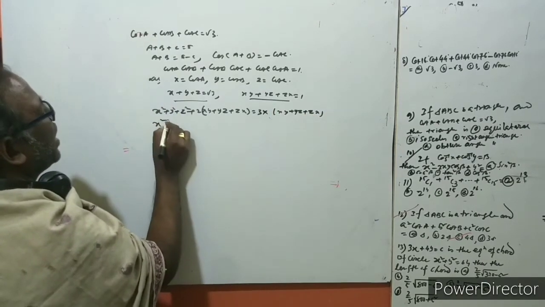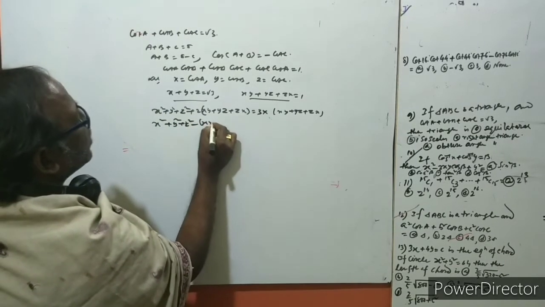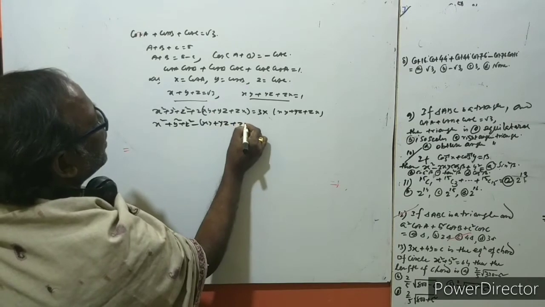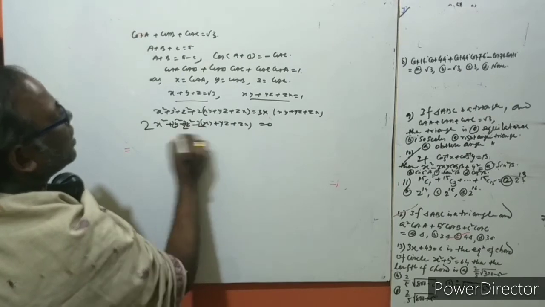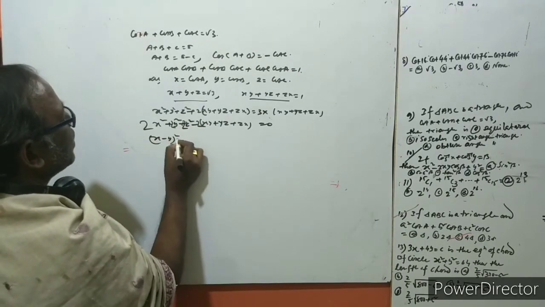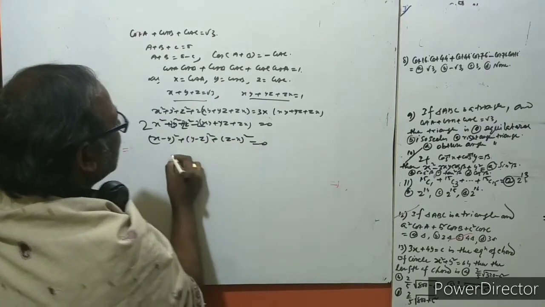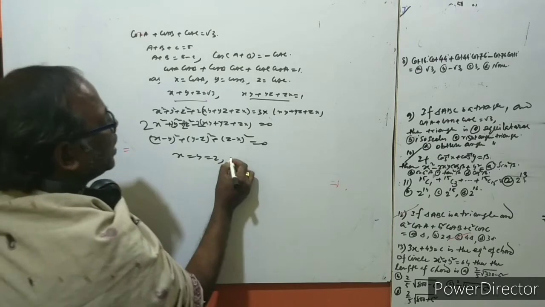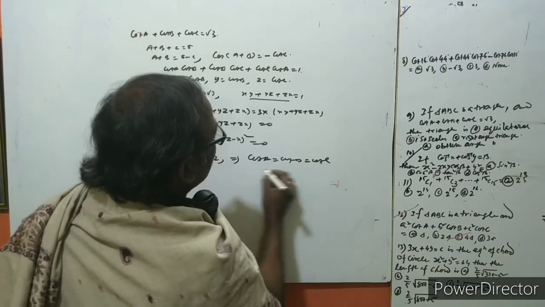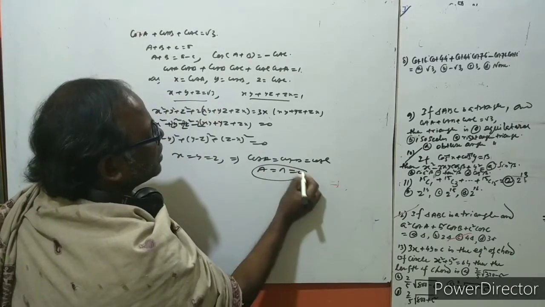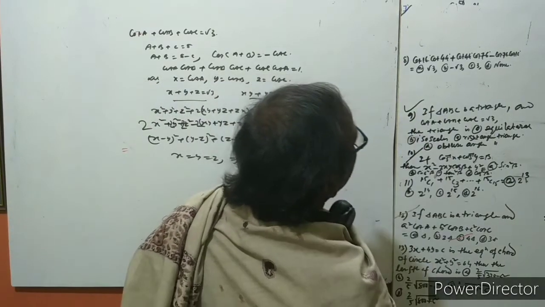Transfer this part to the left hand side, then we get x square plus y square plus z square minus xy minus yz minus zx, and multiply by 2 on each part. Then we get (x minus y) whole square plus (y minus z) whole square plus (z minus x) whole square equals 0. So you can write x equals y equals z, which implies cot A equals cot B equals cot C. So A equals B equals C. So it shows that the triangle is an equilateral triangle. So question 9 is complete here.